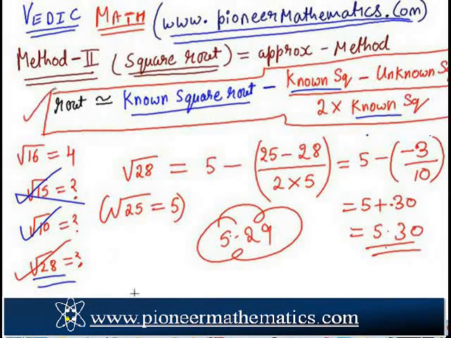So this is the trick. Now you want to find it for a 3-digit number or 4-digit number? You can apply this trick to any number of digits. Now this is just trick 1, method 2. For numerous more tricks, you have to visit pioneermathematics.com. It is all available on the website, in the section of Vedic Mathematics. Thank you, students.